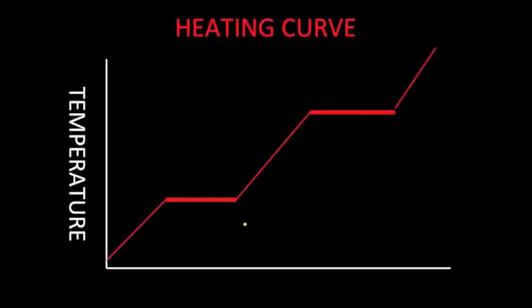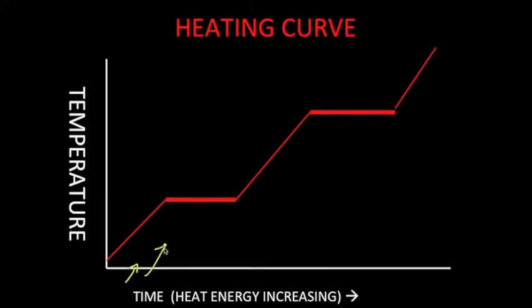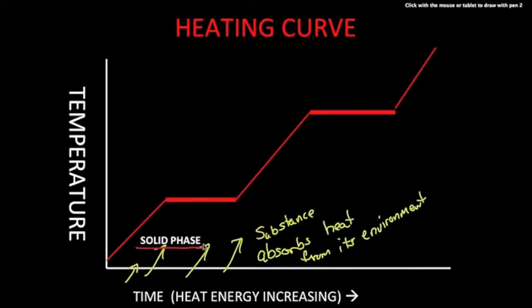On a heating curve, you'll see temperature on the y-axis. On the x-axis, you'll see that it says time as heat energy increases. So over time, the substance is going to be absorbing heat from its environment. As a substance starts out, it is in the solid phase with the lowest temperature and the lowest amount of molecular kinetic energy.